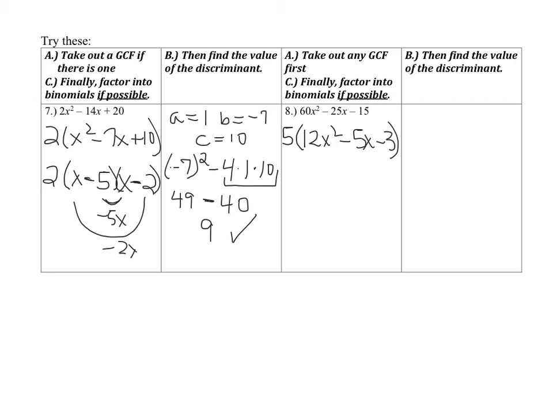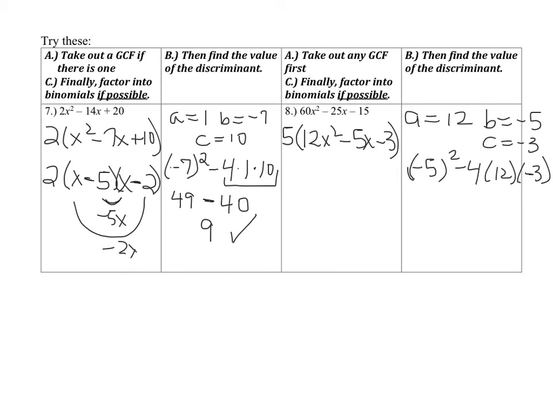So now I'm going to go over here, and I'm going to find the discriminant. I'm only going to find the discriminant of the trinomial that's inside the parentheses. So A, in this case, is 12. B is going to be negative 5. And C is going to be negative 3. So I'm going to do b squared, so that's negative 5 in parentheses squared minus 4 times 12 times negative 3.